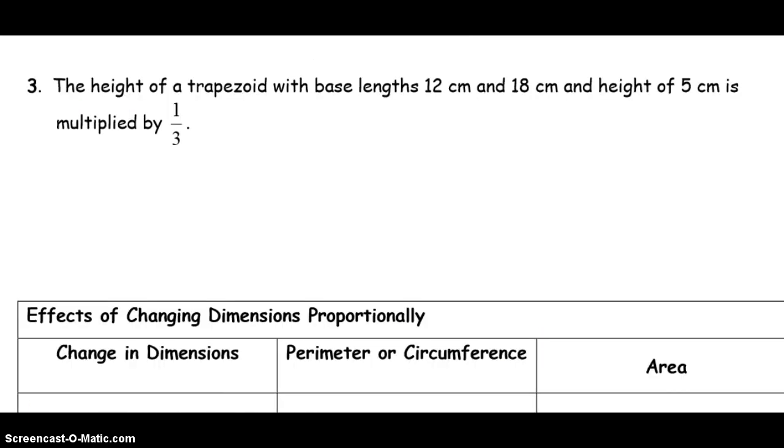This time I'm going to show you a different way to manipulate it. So if they give you a trapezoid, and we know that a trapezoid is a shape that looks something like this, not the best drawing in the world, there's the height right there. So they told you that the trapezoid has base lengths of 18 and 12, and they told you that the height is 5, so that's this one right here. And they want you to multiply what by 1/3? Well, it says the height is 5 centimeters. So the height of this shape is going to be multiplied by 1/3.